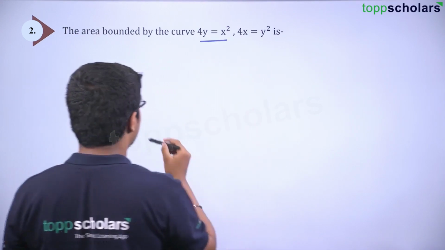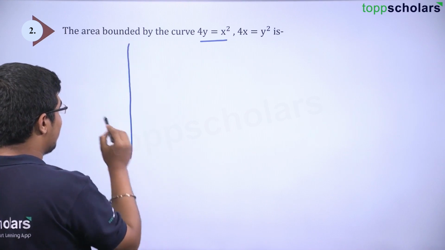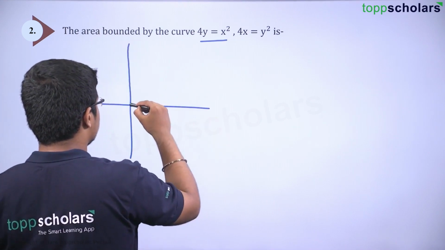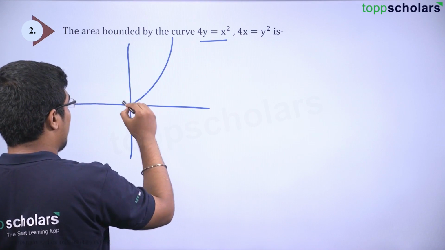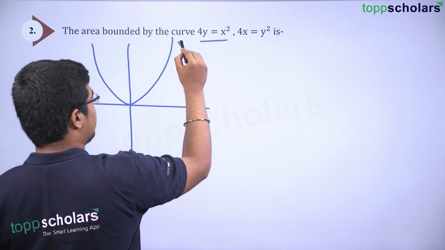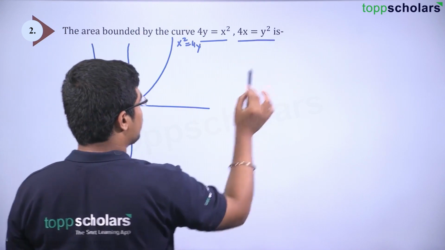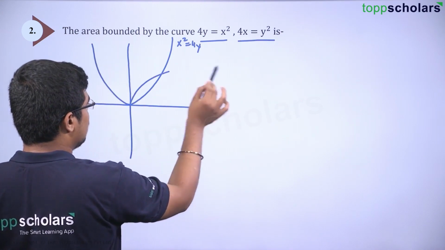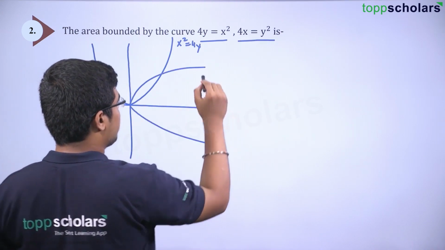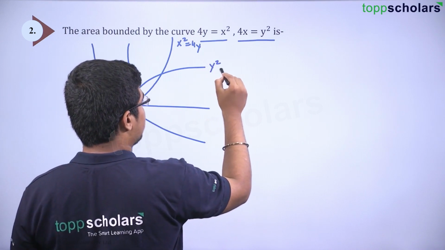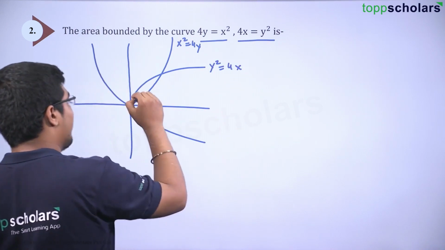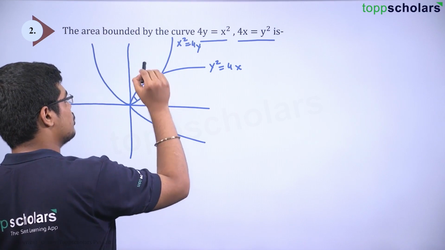So, the first parabola is x square equal to 4y, which will be an upward parabola. So, the figure for this is going to be upward. So, this is x square equal to 4y. The second parabola y square equal to 4x is a right side parabola. So, this is the right side parabola, y square equal to 4x. And this is the area, students, which we are supposed to find.